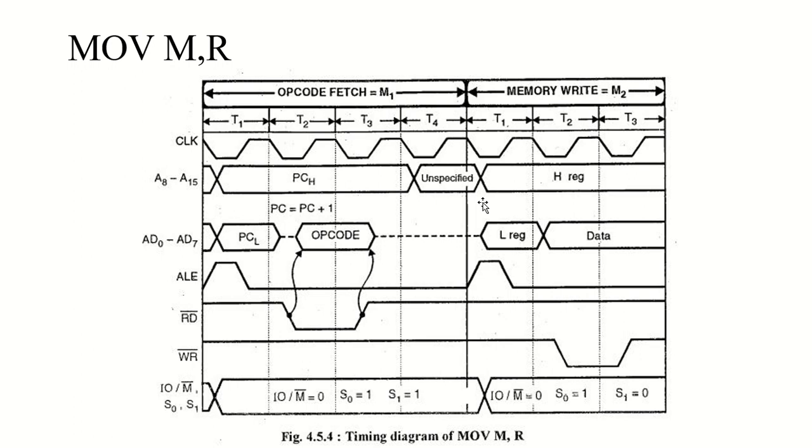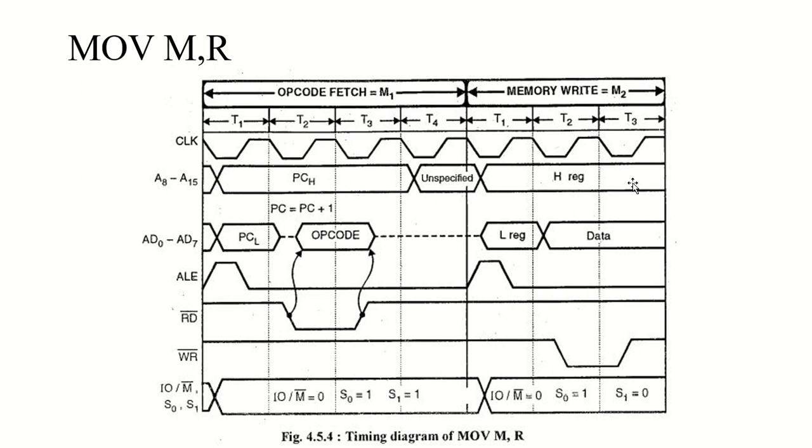The data will be written during the T states 6 and 7. There are a total of 7 states, so in the final 2 states the data will be written, right? And that's the whole purpose of the memory write cycle. We write data.